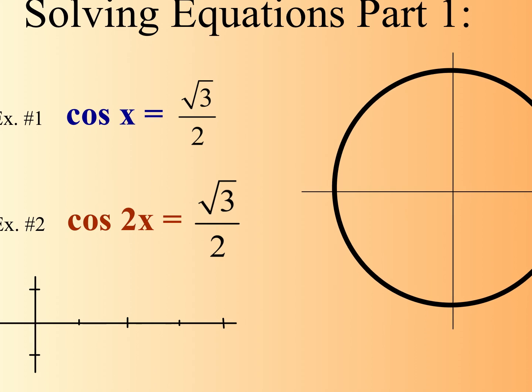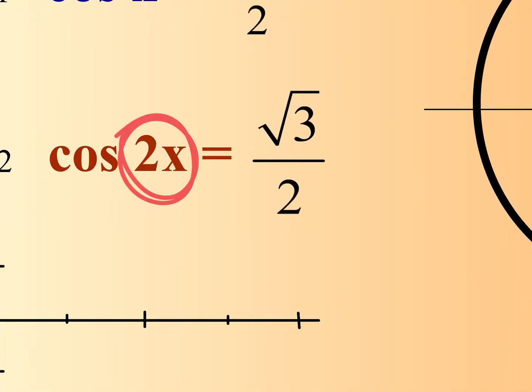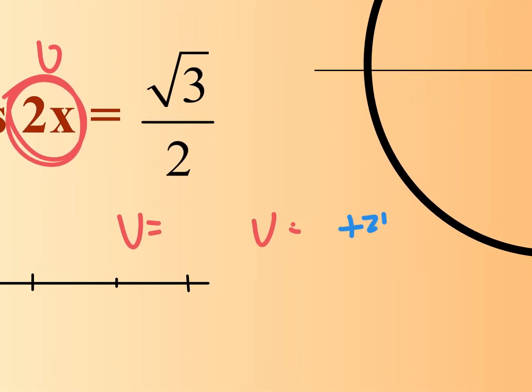So I taught you earlier how to do this with a u substitution. Remember? You'd put in a u for that. And then you get the two answers. U equals the one thing and u equals the other thing. And then don't forget to put plus 2 pi k. And that would give you all the solutions. So if they want, what are all the solutions? You'd be done.